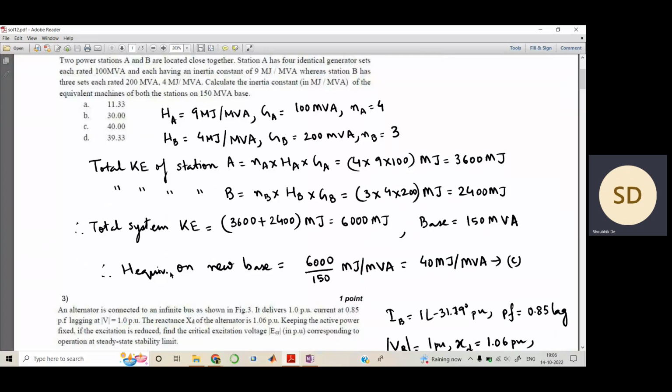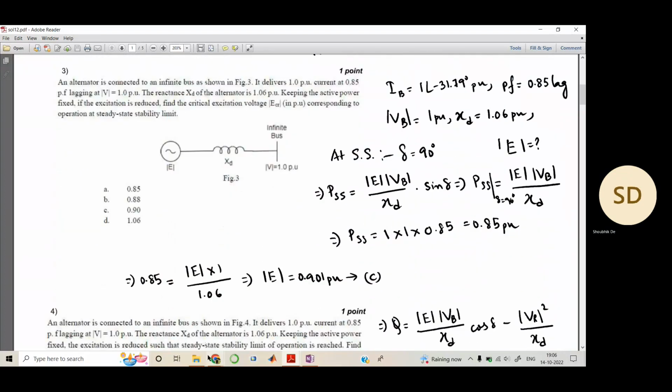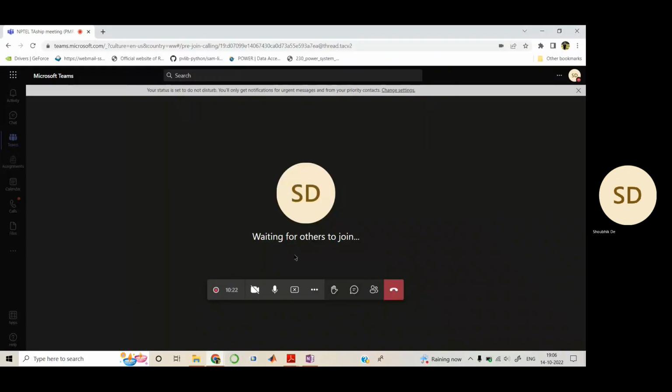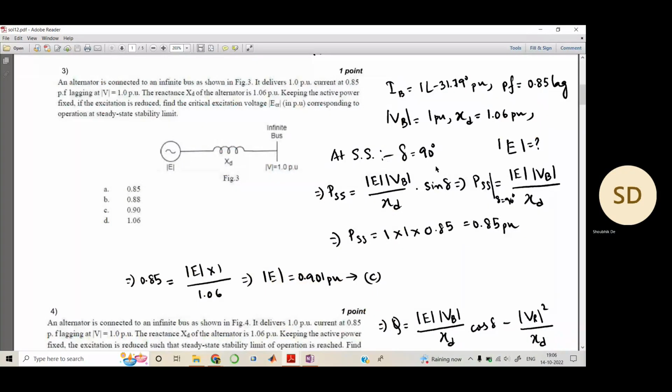So let's now go to question number 3. Here it is said that an alternator is connected to an infinite bus as shown in this figure. It delivers 1 per unit current at 0.8 power factor lagging. The magnitude of the voltage is 1 per unit. So this is the voltage of this infinite bus.